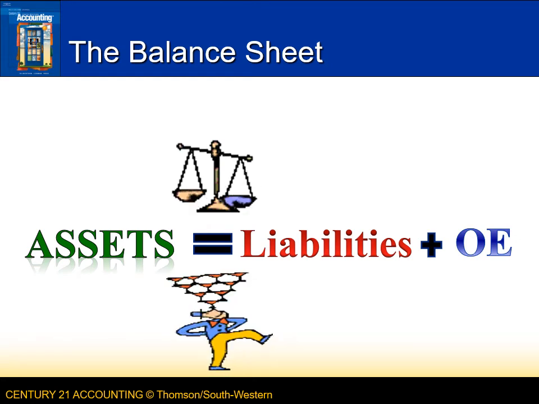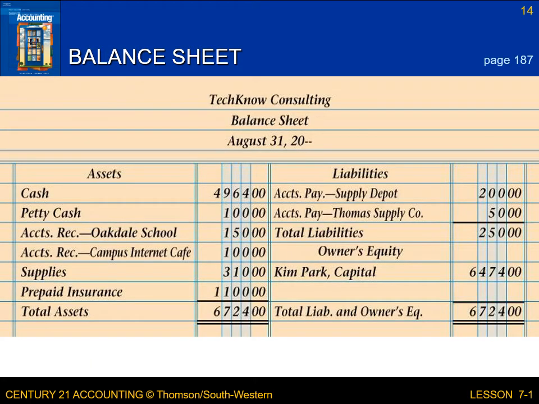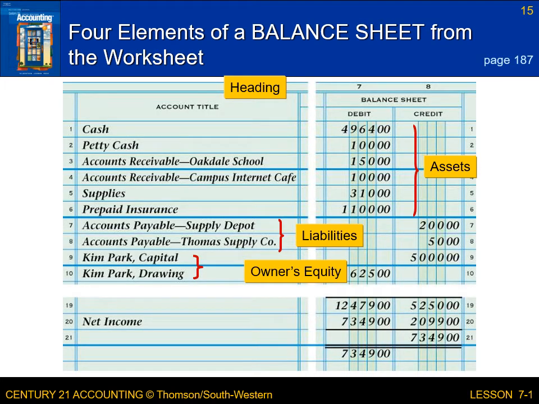Let's go on to the balance sheet. The balance sheet looks like so. We've got all of our assets, and this is a horizontal analysis one, meaning that all of our assets are being compared to our total liabilities and owner's equity. The 4 elements we're using from our balance sheet: heading, all of the assets, liabilities, and owner's equity.